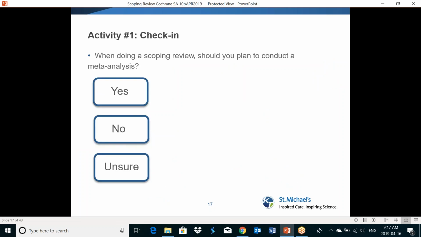So I'm going to do a quick check-in. If we can turn the annotation on. Do I have to do that from my end, or how would I turn on the annotation? Andrea, you can do it on your end, at the bottom. Is it the pen? That's the one. So everyone has access to the pen at the bottom, right? If everyone can annotate and let me know, if you were doing a scoping review, should you conduct a meta-analysis?